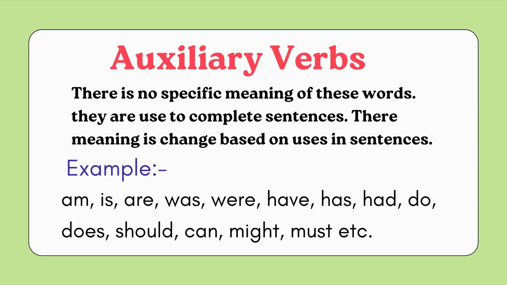Auxiliary verbs. There is no specific meaning of these words. They are used to complete a sentence. Their meaning is changed based on uses in the sentence, like am, is, are, was, were, have, has, had, do, does, should, can, might, must, etc. These are auxiliary verbs.